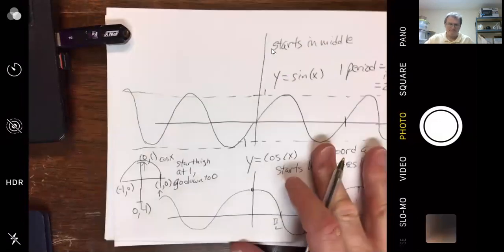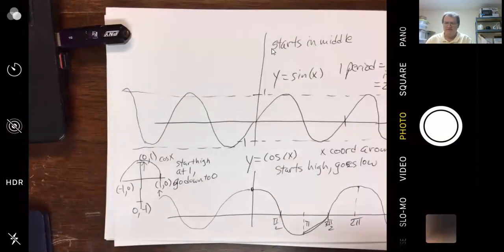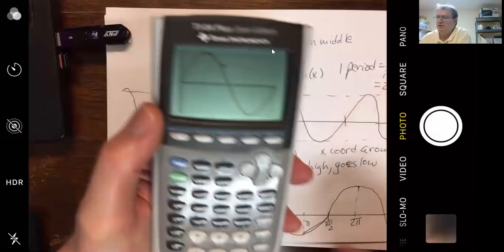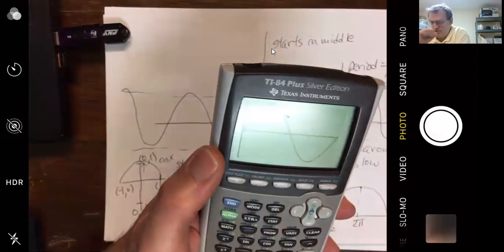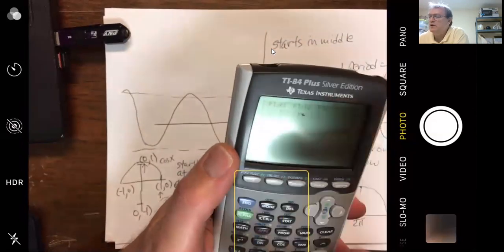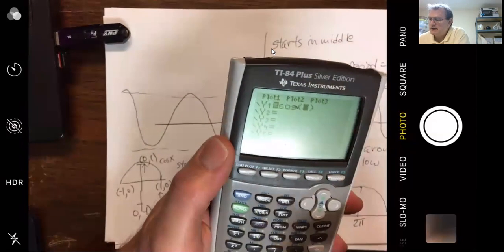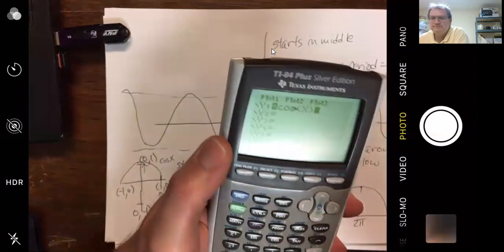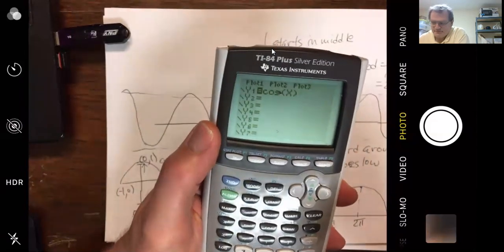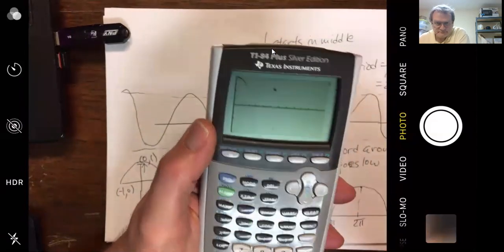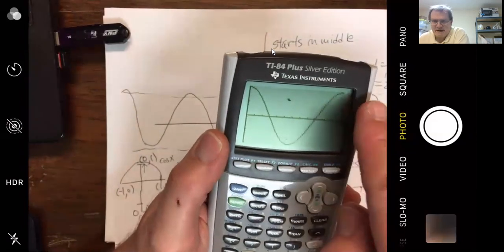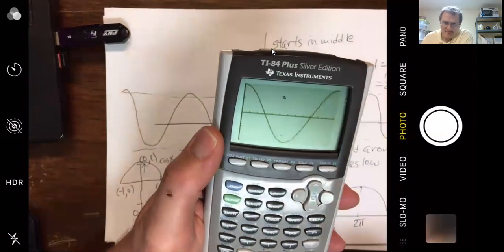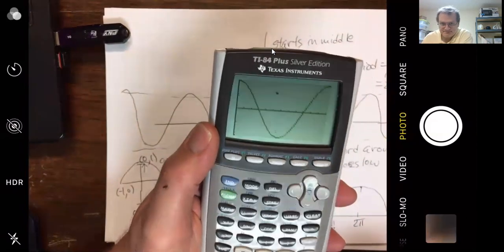Okay. I hope that's enough to convince you. I'll do a cosine just to convince you. I'll keep the same ranges and everything, but I'll just switch it to cosine x. Graph. Yep, starting high, down to dip, finish back high again for one period, 0 to 2 pi.